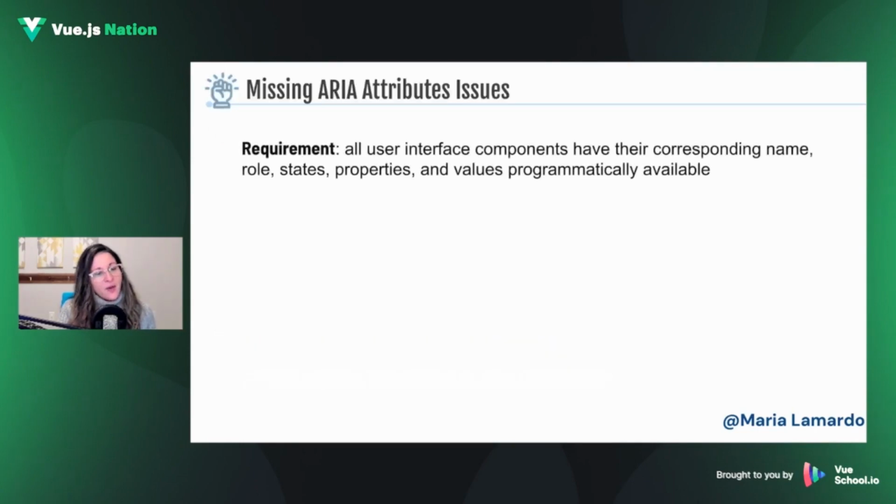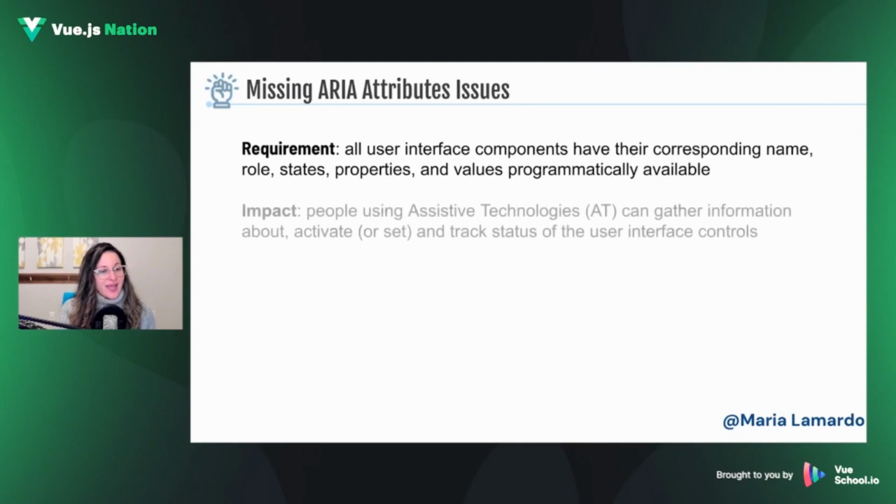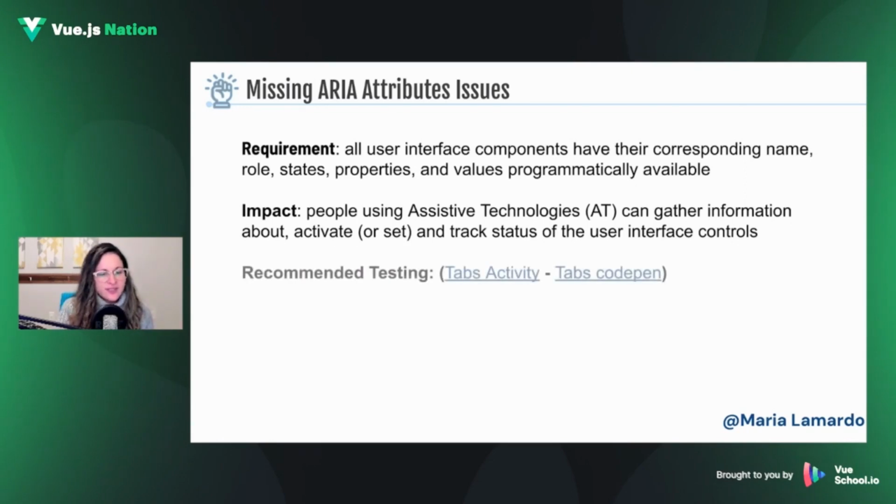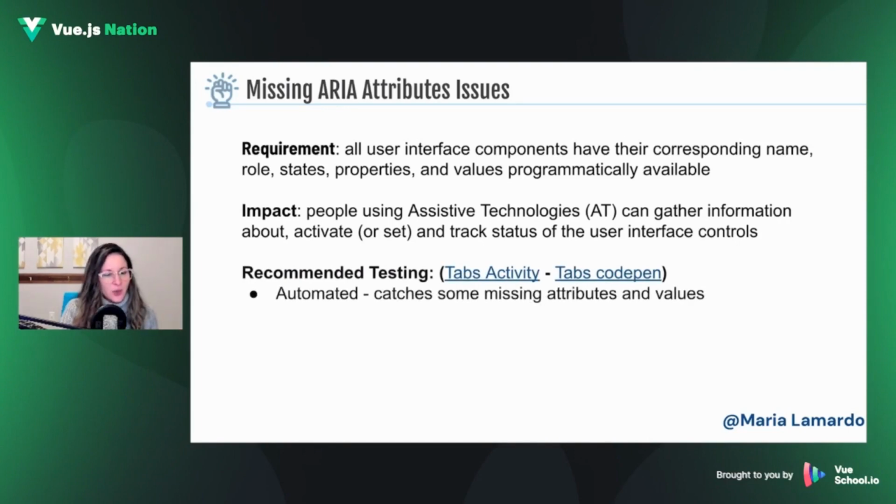Now, let's talk about missing ARIA attribute issues. The requirement here is that all user interface components have a corresponding name, role, states, properties, and values, all programmatically available. We'll talk a little bit about what this means, but the impact here is that assistive technologies can use all of this information to understand when something is active, when something is set, and help them track the status of such an interface, like a user interface control. So let's take a look at a tab's activity, but I do want to show you that automated testing will catch some attributes and values that are missing, but you really have to test custom components manually.